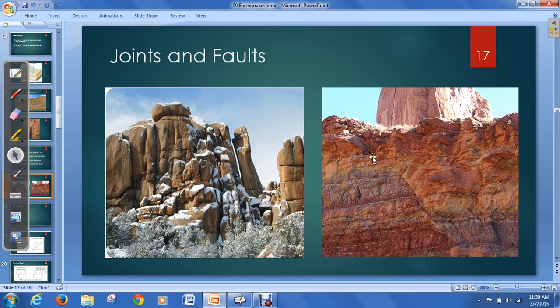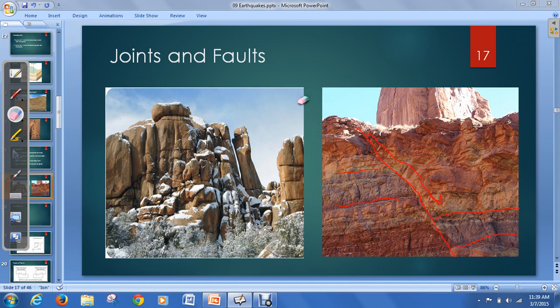But then there's a fault, where if you look here, there's this nice line going through the center of the picture, and these rocks are actually sliding relative to each other. You can see right here, if you look at this layer, it used to be right in line with this layer, but it's slid down over the years. So that fracturing that's occurring is because of the movement of the fault line.